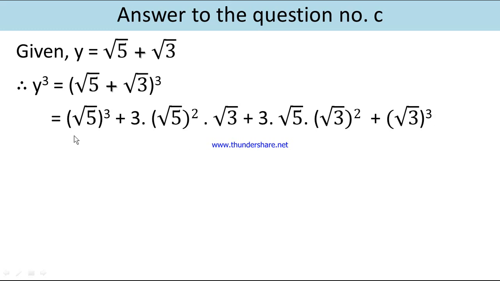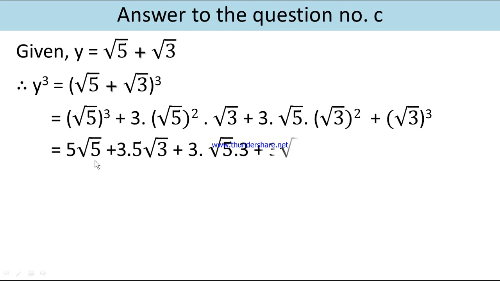So in the next line, the result will be 5 root 5. If we make the cube of root 5, then the result will be 5 root 5, and then plus 3 into 5 square, that is 5, and root 3, and plus 3 into 5 root 5 and root 3 square, which is equal to 3, and here root 3 cube is equal to 3 root 3.